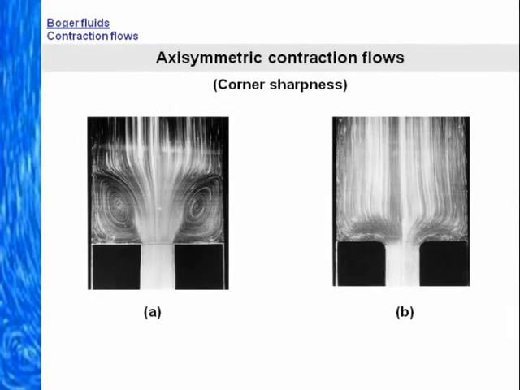Finally, we show two pictures which illustrate the importance of the sharpness of the corner in axisymmetric contractions. The conditions in both pictures are the same, except that the corner has been rounded in the right-hand picture. Clearly, this has a dramatic effect on the flow structure.